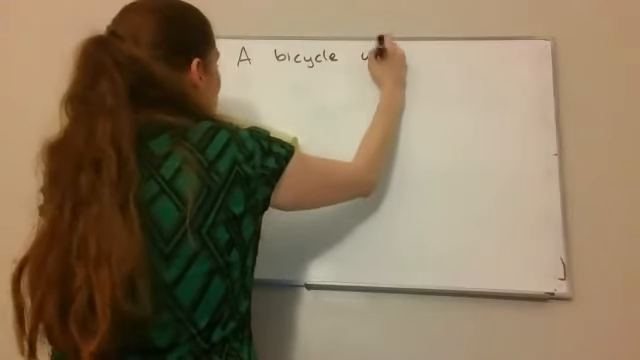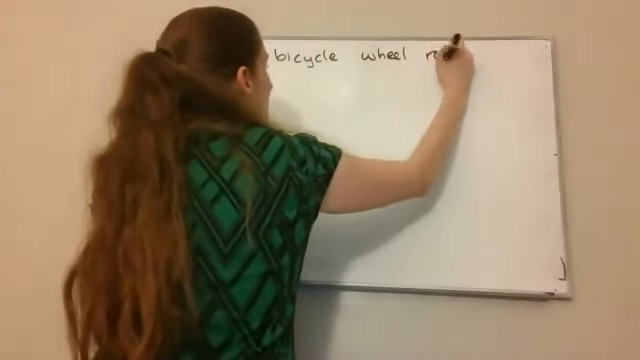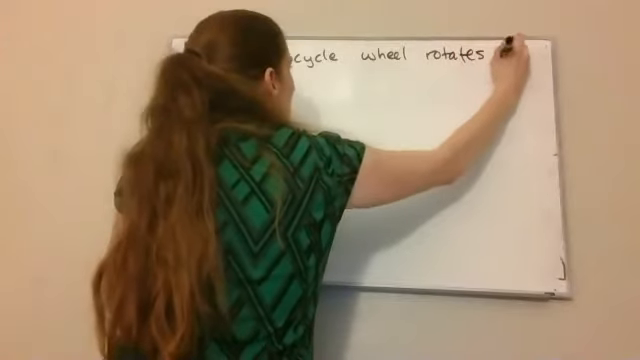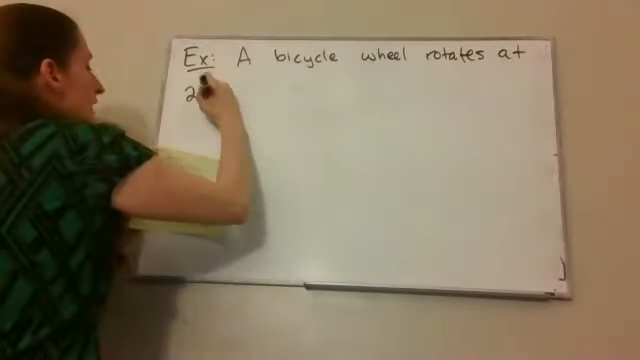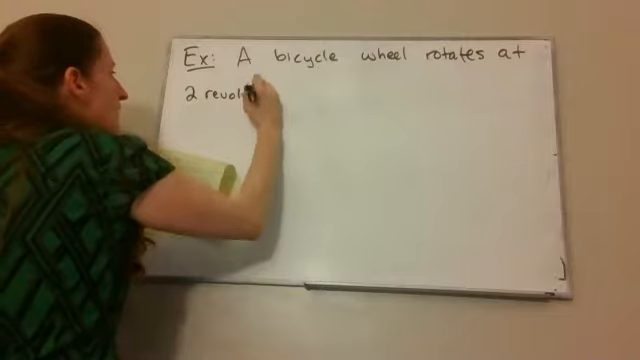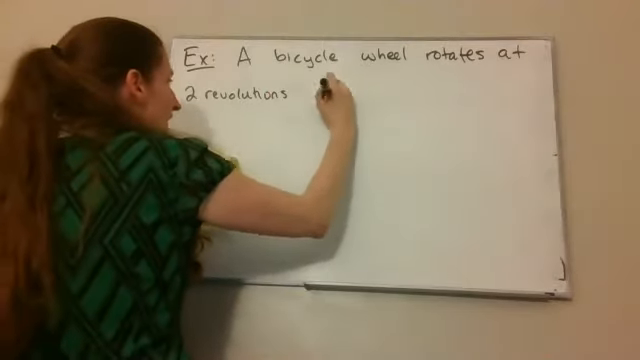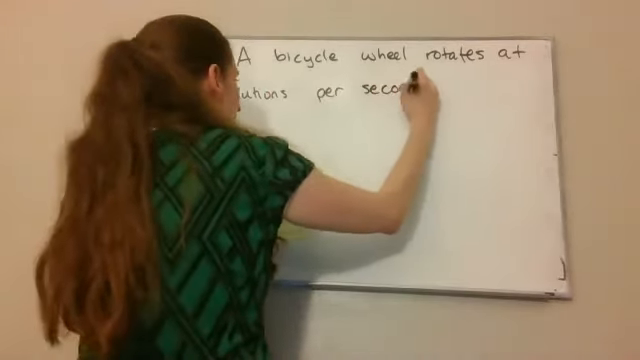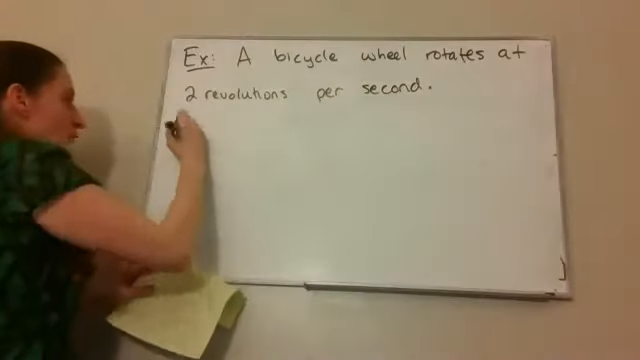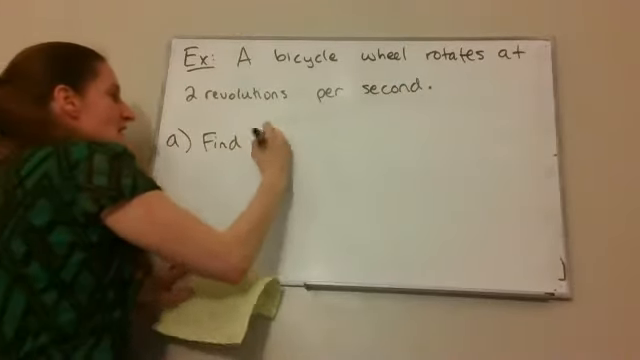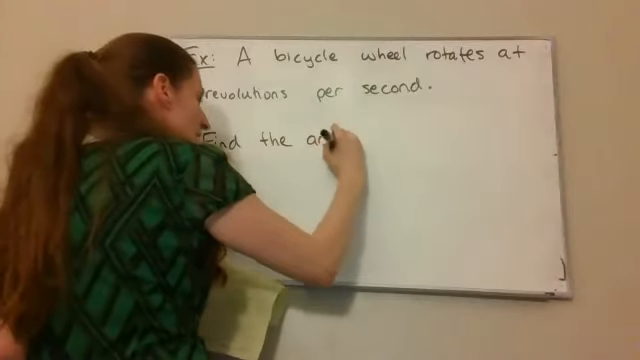A bicycle wheel rotates at 2 revolutions per second. First thing we're going to do is find the angular speed.